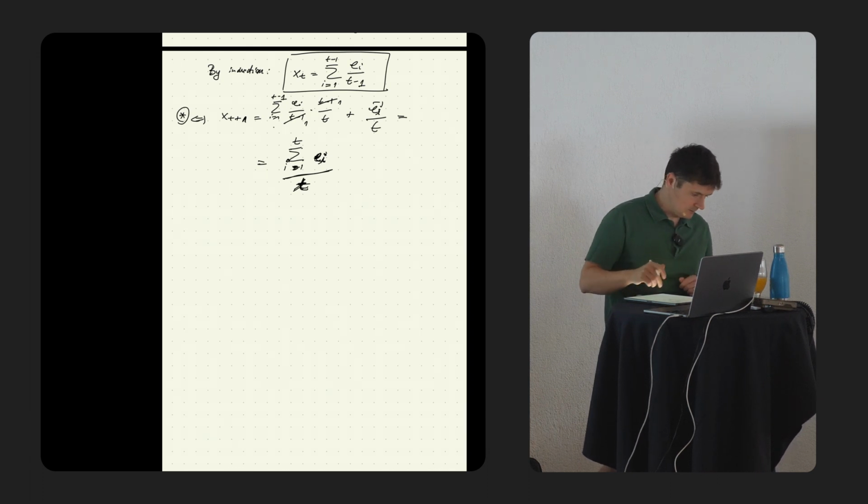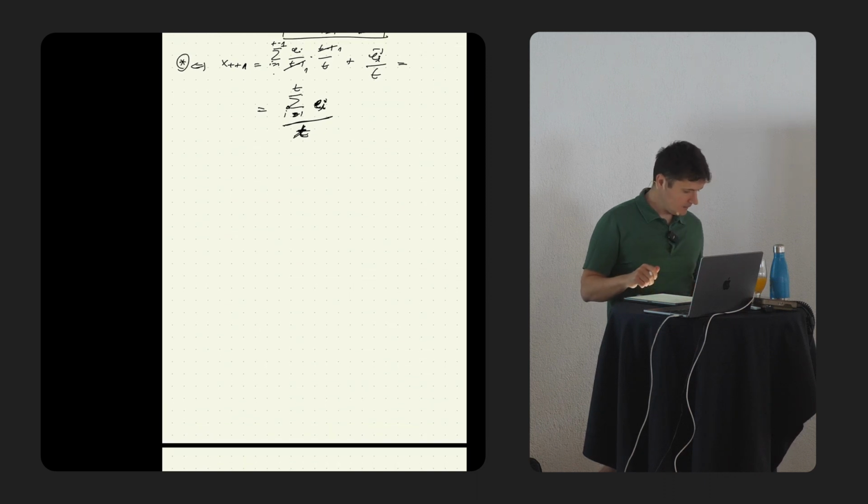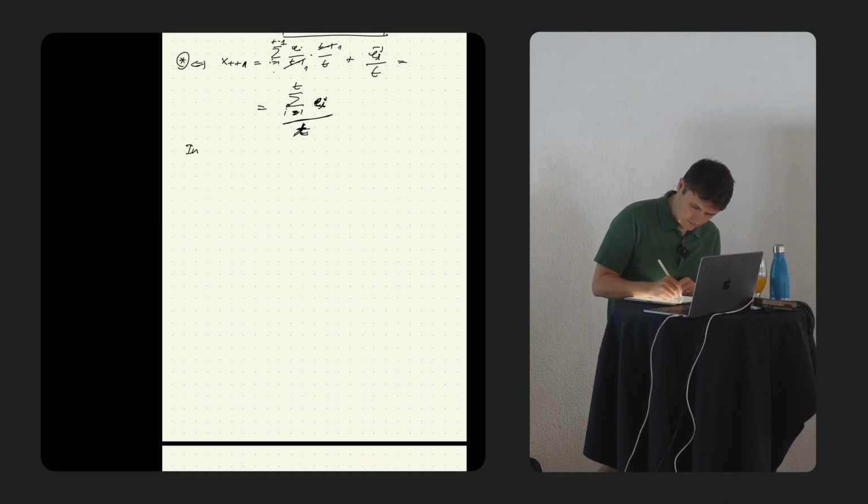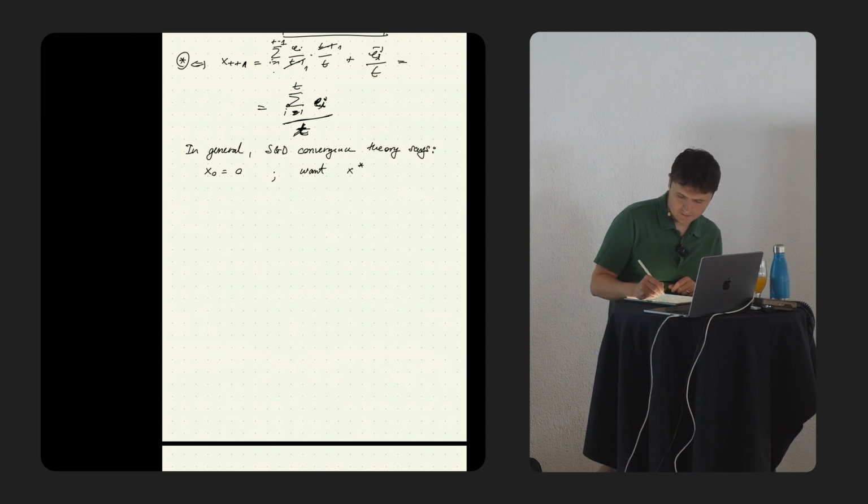Okay, good. So, more generally, what we can prove about gradient descent is basically the following. So, in general, SGD convergence theory says: assuming that we start, let's say, at x0 equals 0, and we want to find, let's say, x star, which is the optimum of the function.